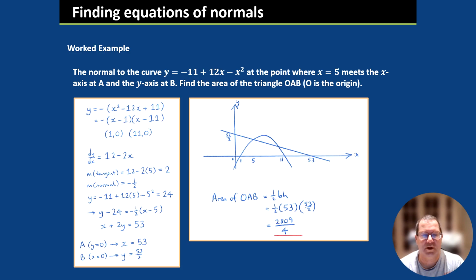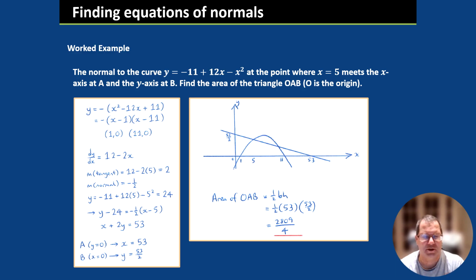For our next worked example, we're told the normal to the curve y equals negative 11 plus 12x minus x squared at the point where x equals 5 meets the x-axis at A and the y-axis at B. Find the area of the triangle OAB where O is the origin. So our task is to find the positions of A and B, and since one's on the x-axis and one's on the y-axis and O is the origin and the axes are perpendicular, it's a right angled triangle as we can see in the diagram.